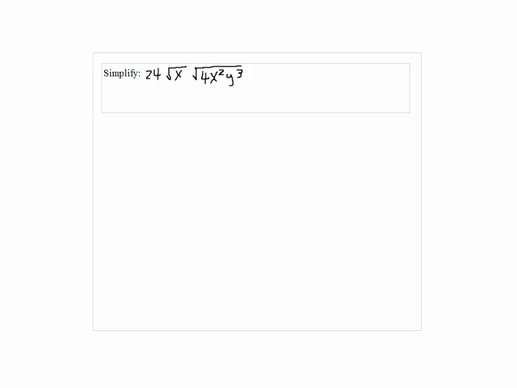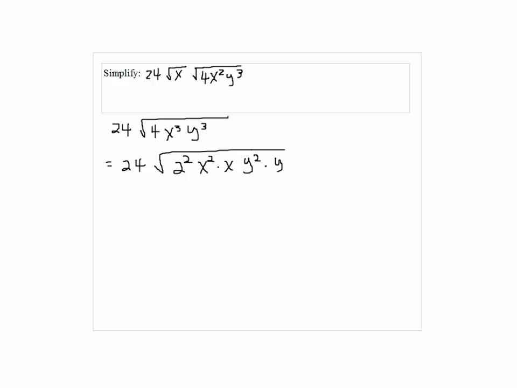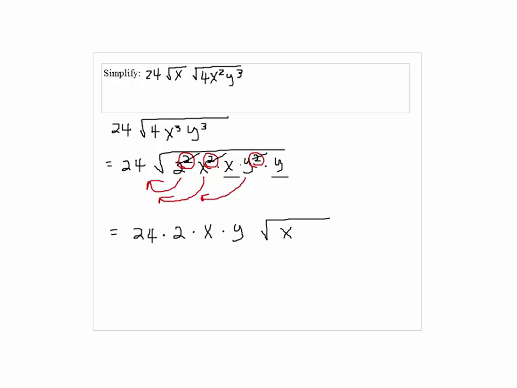Simplify 24 square root of x times square root of 4x squared y cubed. First, we can multiply inside the square roots, so we have 4x cubed y cubed. Now notice that 4 is 2 squared, and x cubed is written as x squared times x, and y cubed is written as y squared times y. Once we have exponents of 2, we can take out the factors. So we have 24 times 2 times x times y without the exponents. Inside we still have x and y left. So the answer will be 48xy outside times square root of xy inside.